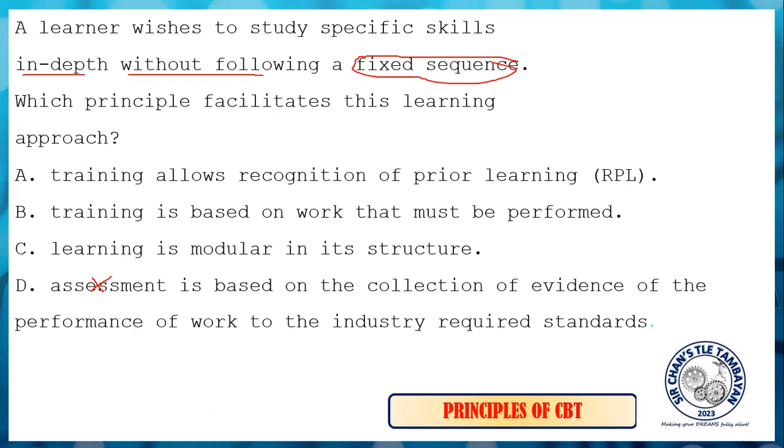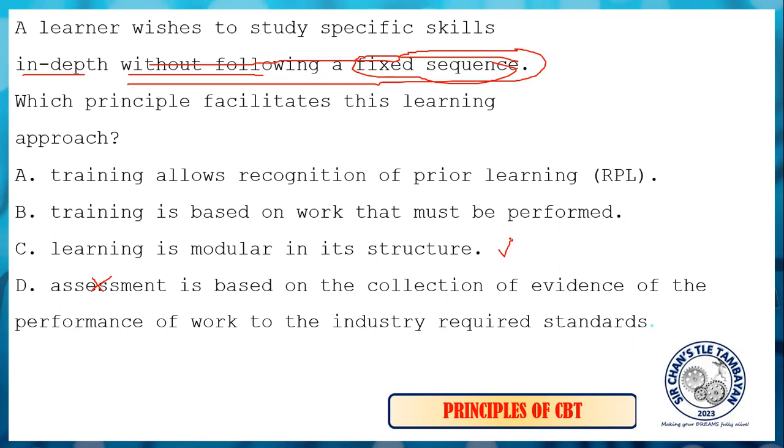Now, did we try to analyze the question? If you analyze the question, teachers, you may observe that we have studying without following a fixed sequence. Meaning, if you are studying without following the sequence, you are trying to learn in a modular way. Learning is modular in its structure. That's the first question of the night.